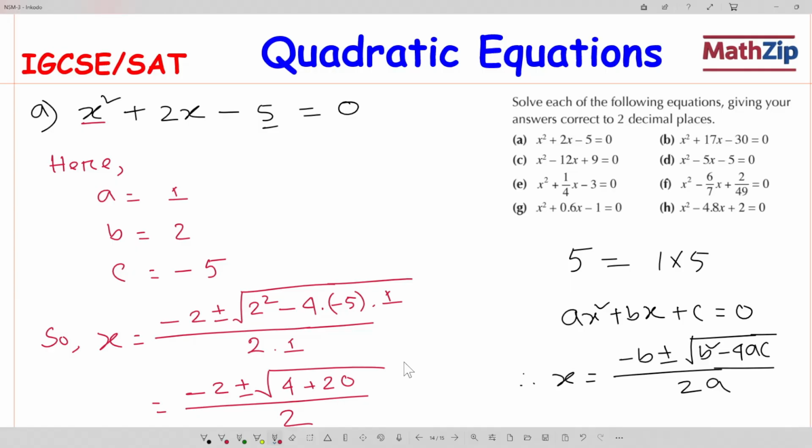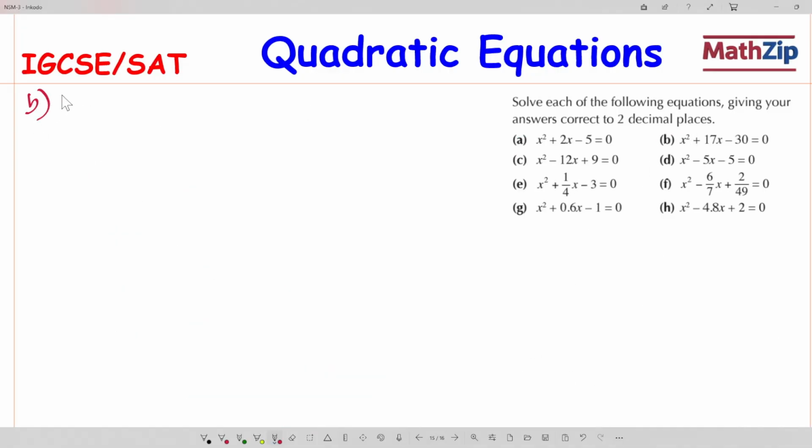So we solved this equation by the quadratic equation general formula. Now we will try to solve another math, which is number B. Here is x square plus 17x minus 30 equals 0. So for these kinds of quadratic equations, first we have to find out whether it is possible or not by middle term factor.